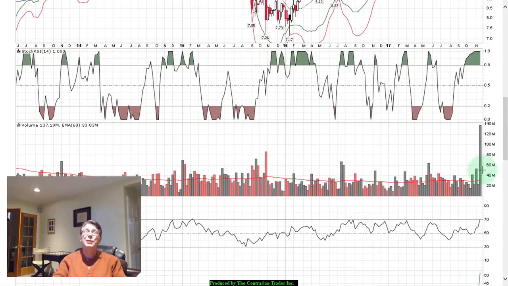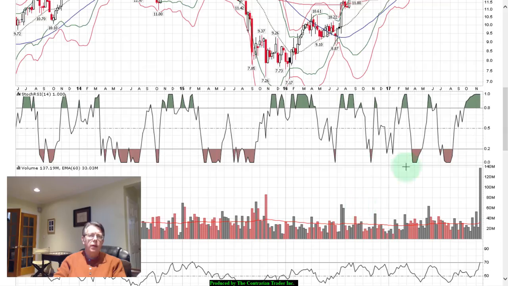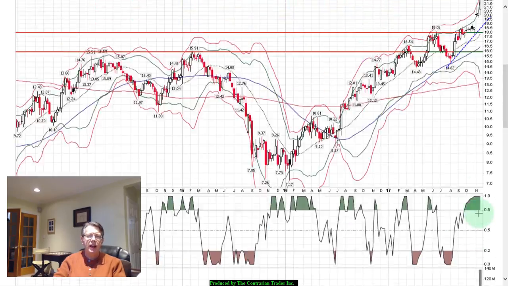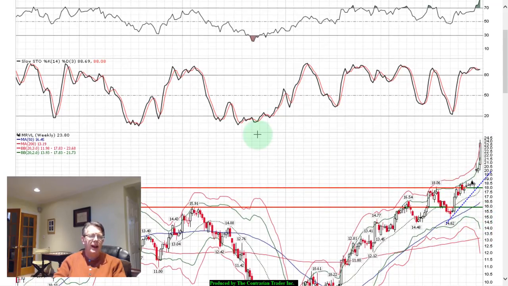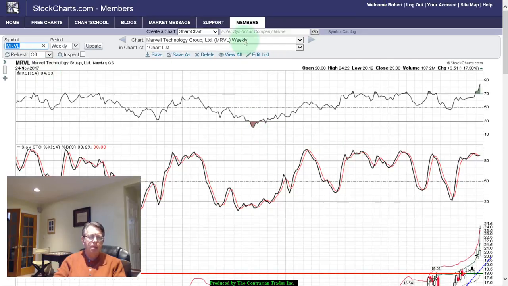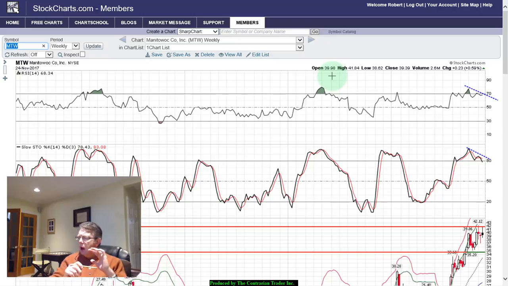Volume last week, outstanding. Beautiful. This is the type of volume that you want to see as a stock is breaking out to new highs. So Marvel Technology looking good. Manitowoc, Stiefel Nicholas gave Manitowoc an upgrade. Seasonality with Manitowoc since 2013 is that for the month of November, it trades up 60% of the times. For December, however, only 50% of the times.